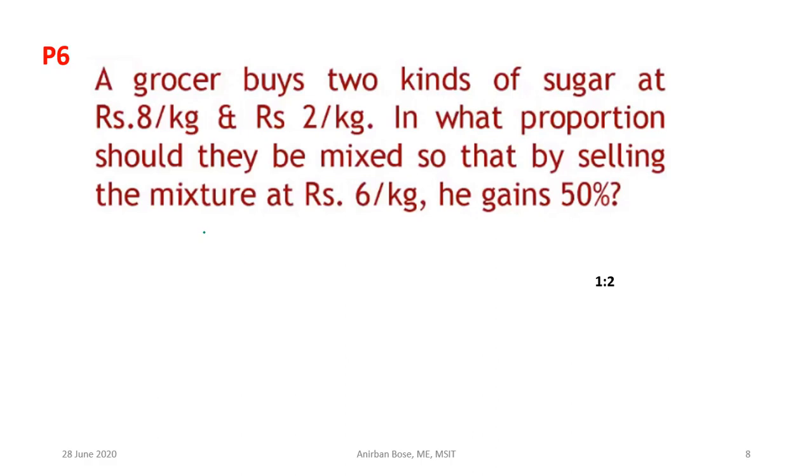A grocer buys 2 kinds of sugar at rupees 8 per kg and rupees 2 per kg. So this is sugar 1, this is sugar 2. One is rupees 8 per kg, another one is rupees 2 per kg. Now in what proportion should they be mixed so that by selling the mixture at rupees 6 he gains 50%. Remember, this 6 is not the cost price, so you have to find the average cost price. This one is the selling price which is given. So what is the relationship between cost price and sell price? Sell price is equal to cost price into 150 divided by 100.